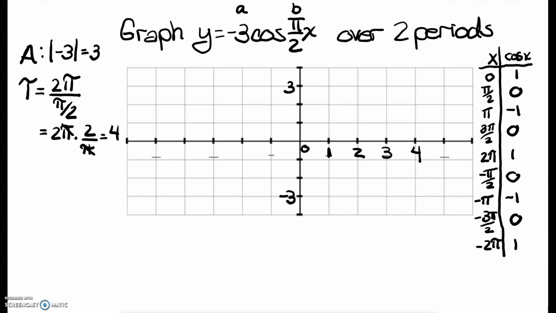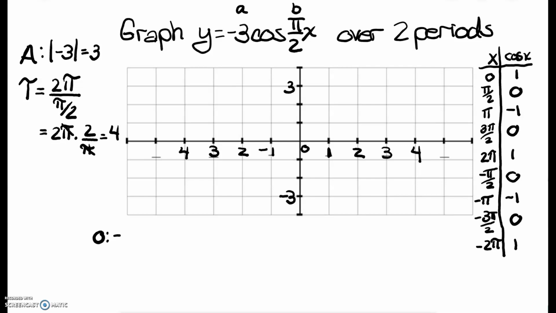It does say we need to do it over 2 periods, so I'm going to count backwards the same amount. You see that I have a distance of 4 in this direction and a distance of 4 in this direction: 2 periods worth of data. All right, let's do our calculations. Notice that when we plug in 0, 1, 2, 3, 4, we will get 0, pi over 2, pi, 3 pi over 2, and 2 pi. That'll help us.